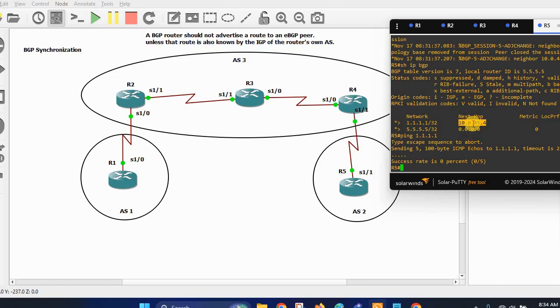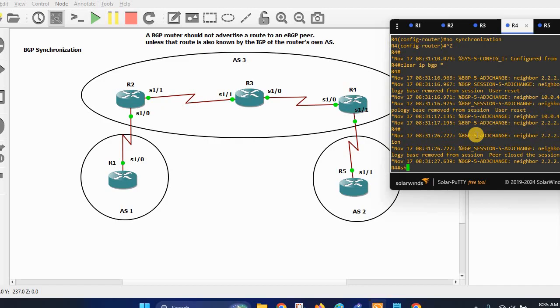So for this network, what is the next hop? We will see it in R5. So this R5 sends the packet to R4. R4 sees that R5 normally sends to the next IP address for this network. After that, R4 sees what the destination is: 1.1.1.1.